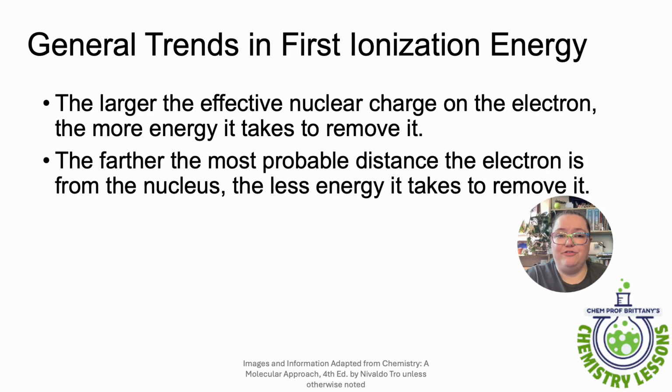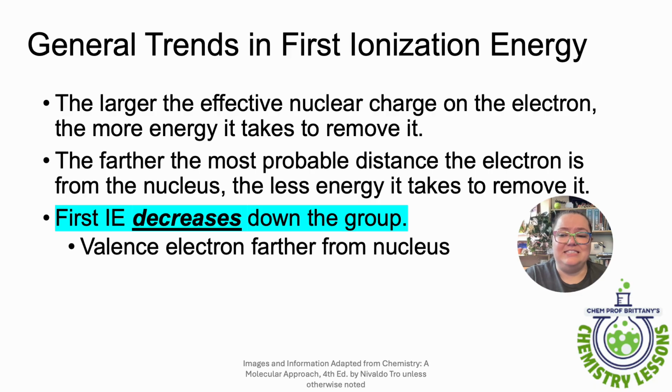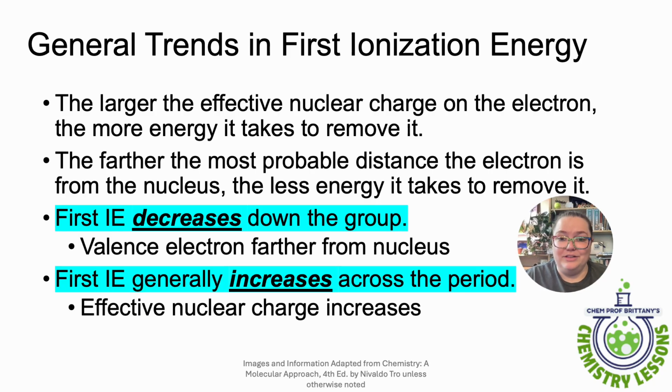So the general trend for first ionization energy is the larger the effective nuclear charge on the electron, the harder it is to remove. And the further away the electron is from the nucleus, the easier it is to remove. Those two things are related, but they're not the same. So our first ionization energy decreases as we go down a group, because our atom is getting bigger and bigger, adding principal energy levels. Further out, easier to remove. And then generally, our first ionization energy increases across the period because our effective nuclear charge is increasing.